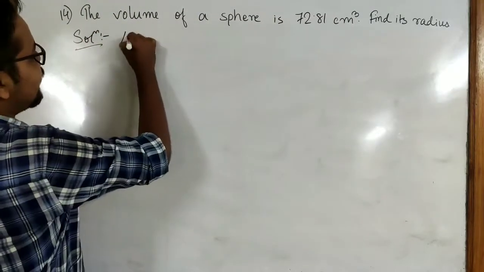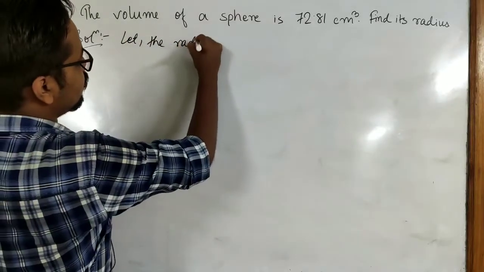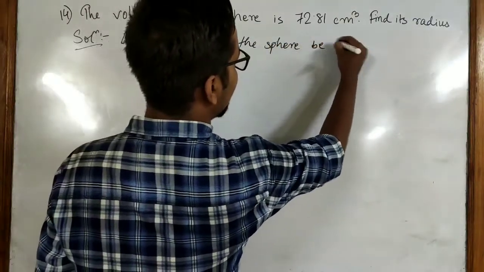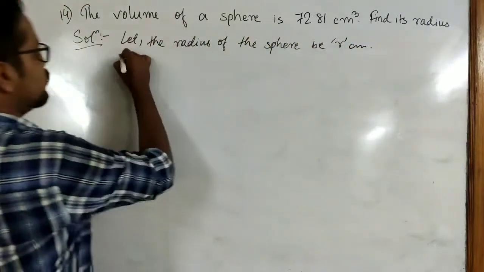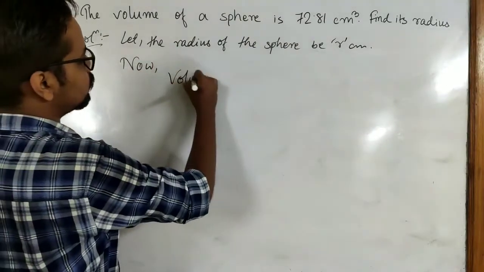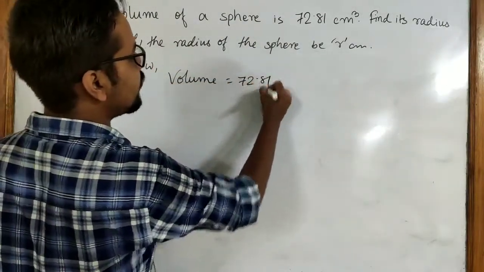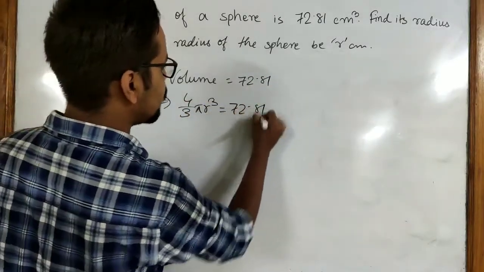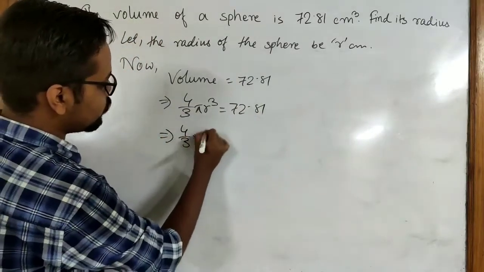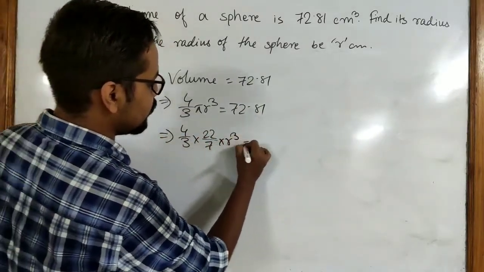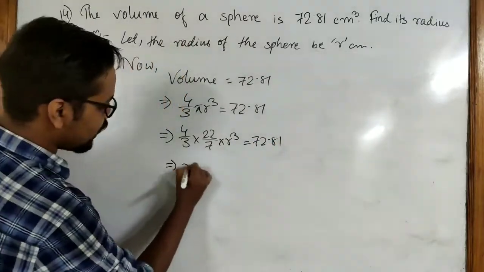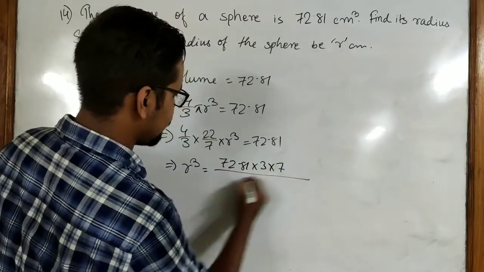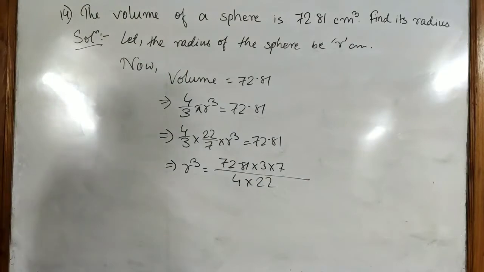Using log. Let the radius of the sphere be r centimeter. So now volume is given as 72.81. So volume means 4 by 3 pi r cube is equal to 72.81. Now pi means 4 by 3 into 22 by 7 into r cube equal to 72.81. So r cube is going to be 72.81 into 3 into 7 by 4 into 22. So that's what we have.